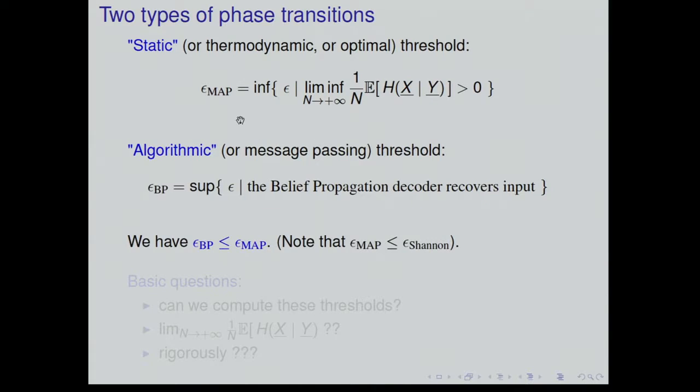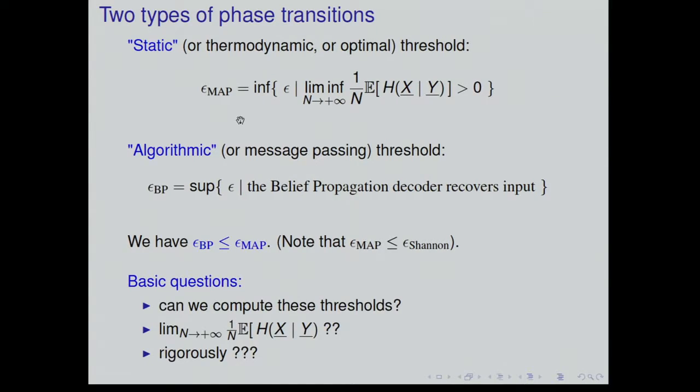Okay, the second phase transition I want to discuss is an algorithmic phase transition, at least when you use message passing, so belief propagation. That's the maximum noise value such that the belief propagation decoder can recover the input. And certainly you have in general that the algorithmic threshold is less than the optimal threshold. However, the basic questions that I want to answer is, can one compute these thresholds exactly? Can one even compute this conditional entropy in the asymptotic limit? And can one do this even rigorously?